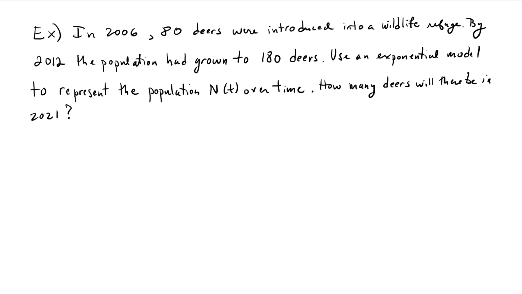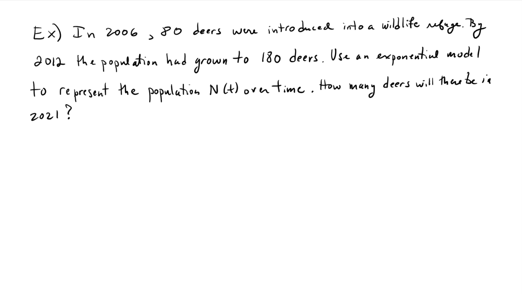We conclude this section with two examples. First one is an example where deers are reproducing themselves. So in 2006, you've got 80 deers that were introduced into a wildlife refuge. By 2012, the population had grown to 180 deers. You use an exponential model to represent the population N of t over time. And how many deers will there be in 2021?